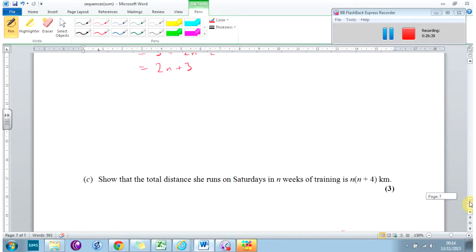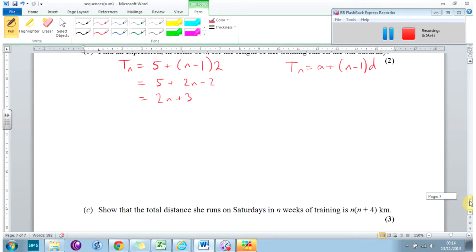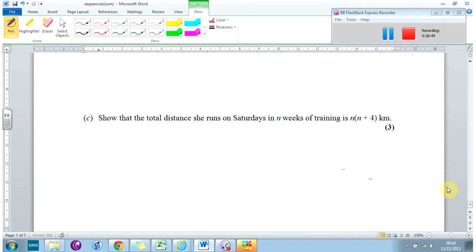Show that the total distance she runs on Saturdays in n weeks of training is that. So, we know that Sue starts on 5, we know that her common difference is 2, and this is the total distance, so it's the sum formula. This is why it's done that.